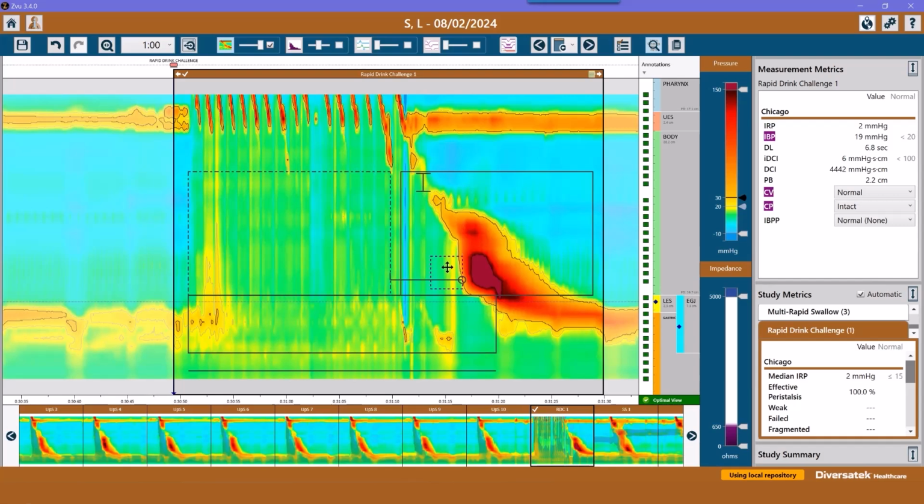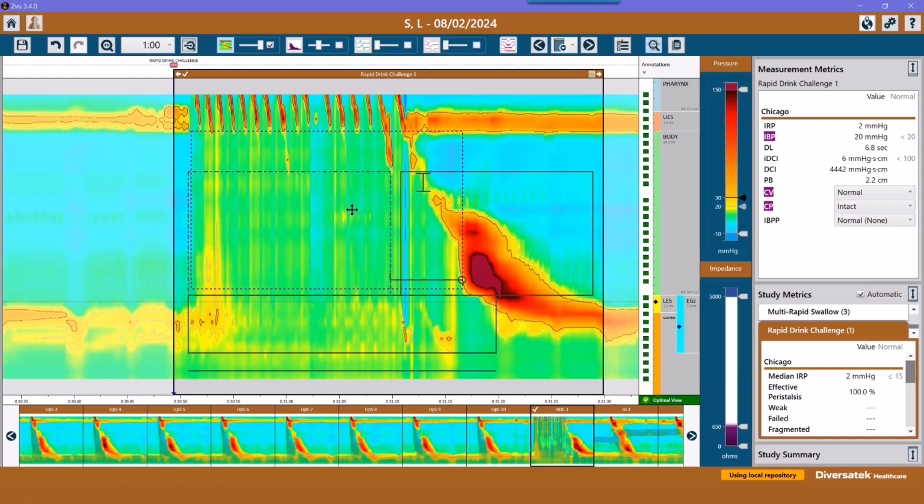Though the IBP mark may initially be placed by the latency, Chicago 4 is most concerned with whether there is panesophageal pressurization during the drink period in excess of 20 millimeters of mercury. To assess for panesophageal pressurization, grab the upper left corner of the IBP mark and extend it across the entire drink period and all the way up into the UES area. The IBP mark will overlay the iDCI box, which is fine.